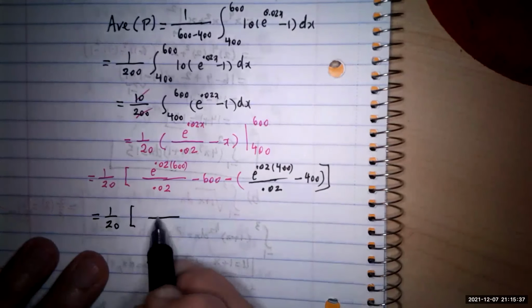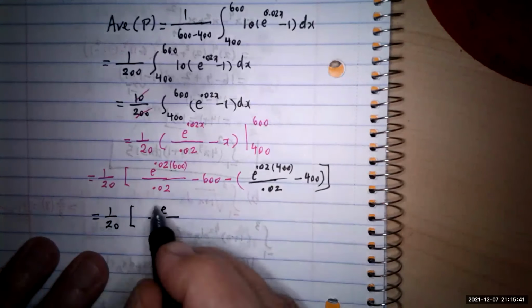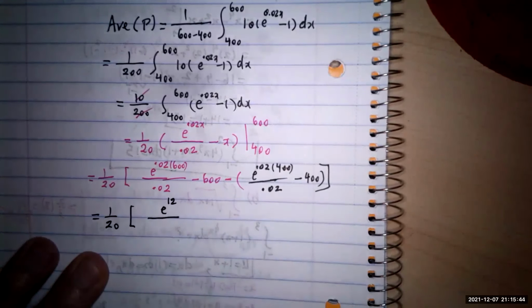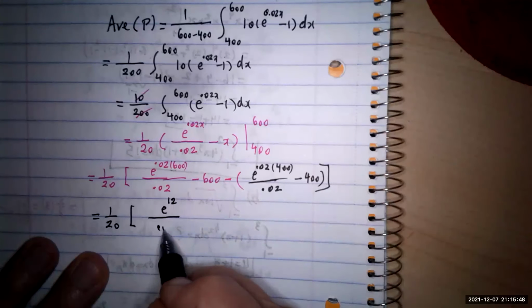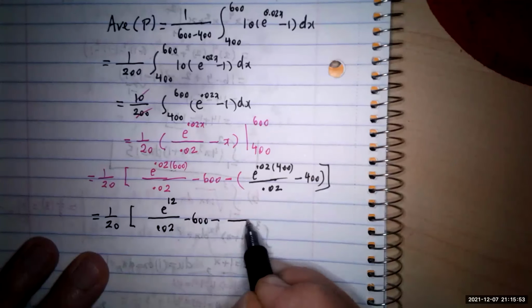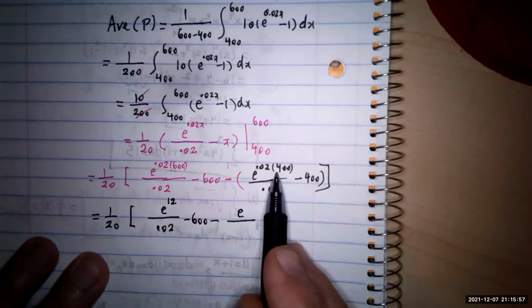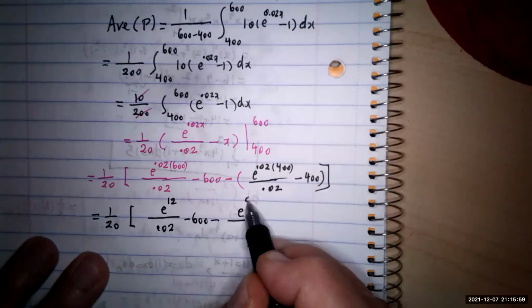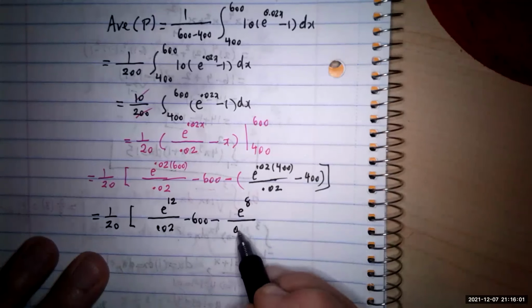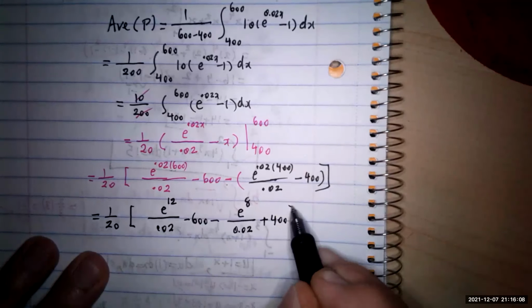So this is going to be e to the, this is easy, 2 times 6 would be 12, 1200. That makes it into 12 because of the 2 decimal places. Divided by 0.02, and that's minus 600, minus. Now this would be e to the 2 times 4 would be 800, so that makes it e to the 8, divided by 0.02. And negative would be positive, so that makes it positive 400.